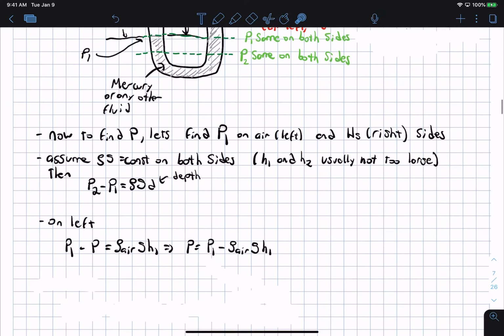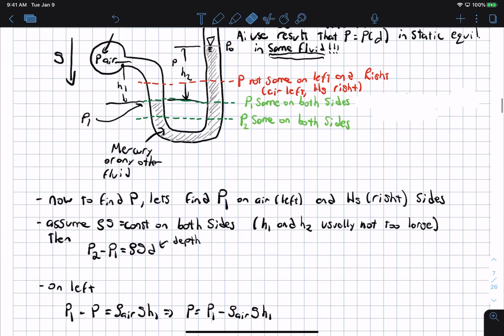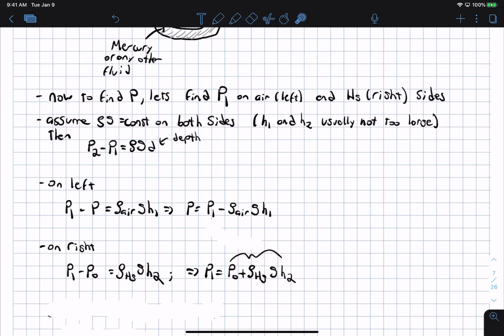And now we do the exact same thing on the right, which is slightly easier because we don't have any horizontal distances to worry about. Okay, so I'm going to start here and go down to here. So I'm going to start with P naught, and I'm going to go down H2 and multiply that by rho g of the mercury, which is exactly what I did here. Okay, so I can solve this for P1. So I'm going to end at P1, and I started where we knew the pressure to be atmospheric, and I solve for P1.